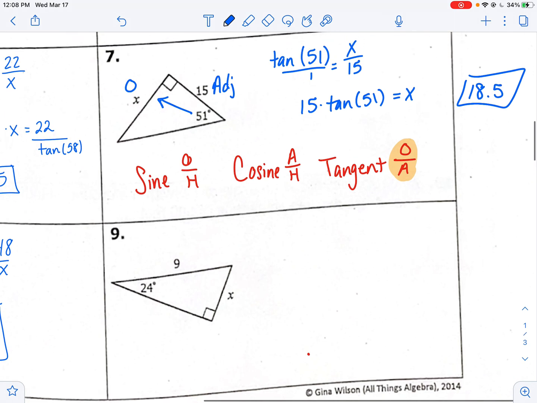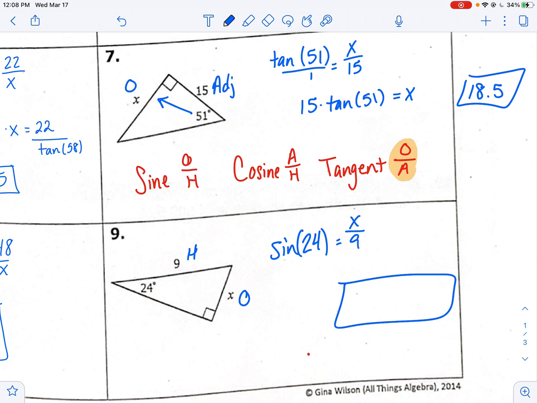All right, why don't you pause the video, try this one. And then unpause and check your work. Okay, so you've got your opposite, you got your hypotenuse, so sine of 24 equals x over 9. And x would be 3.7.